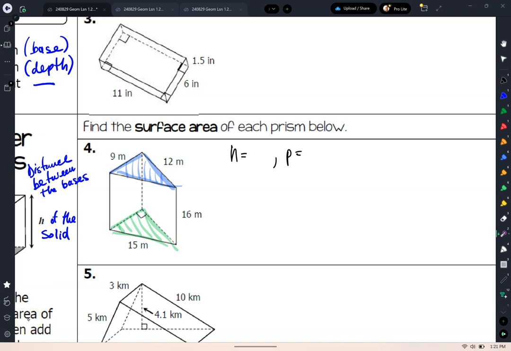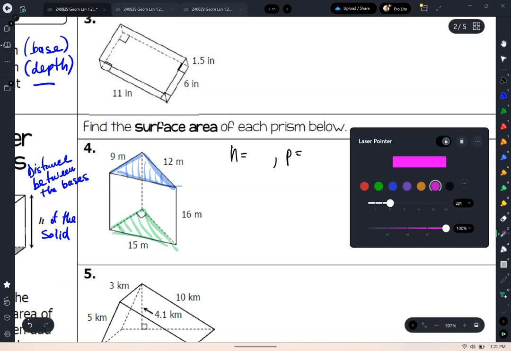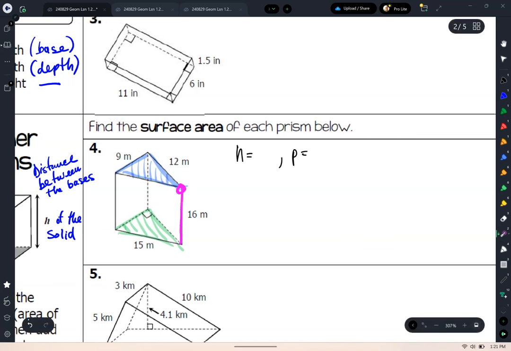What kind of a shape are we dealing with here? Triangular prism. All right, good. So then what is the height of the triangular prism? It is 16 units, or 16 meters, because that is the distance between the two bases. All right, so we could put 16 here. And then we need the perimeter of one of the bases.